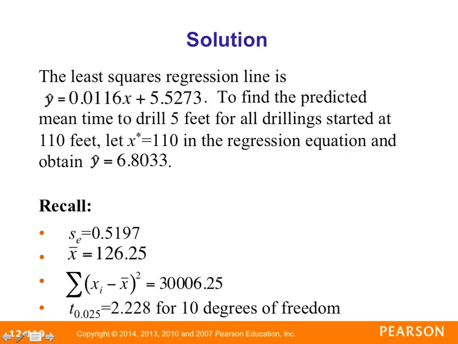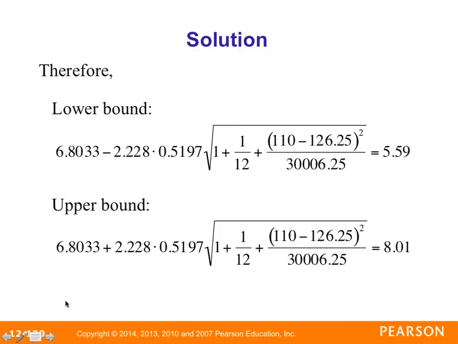And again, we have our regression equation. We plug in 110 for our x, and we get 6.8033. And we can recall all of these same facts. We plug everything in, and we get 5.59 to 8.01. You'll notice this is a little bit wider than the previous interval, because what we're talking about now is we still want 95% confidence, but we want it for just one particular value instead of for the average.